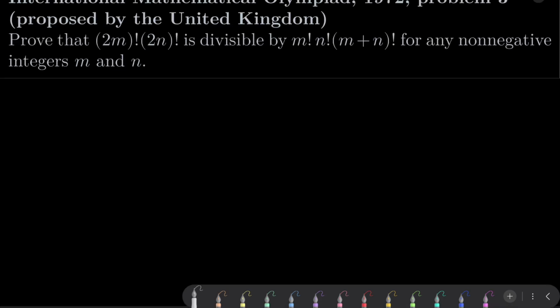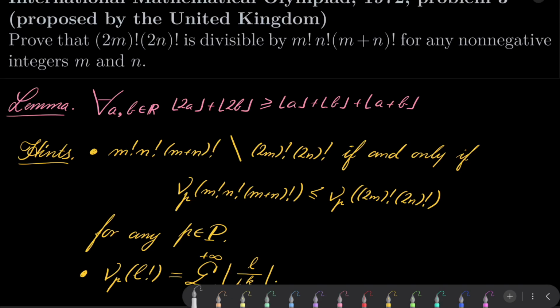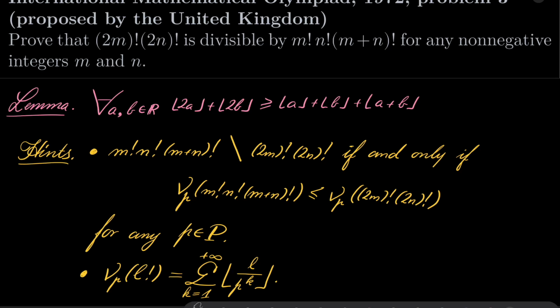Here are my hints. We will use the following lemma, which maybe doesn't look connected to the problem, but it is. We will prove that for every real numbers a and b, floor of 2a plus floor of 2b is greater than or equal to floor of a plus floor of b plus floor of a plus b.